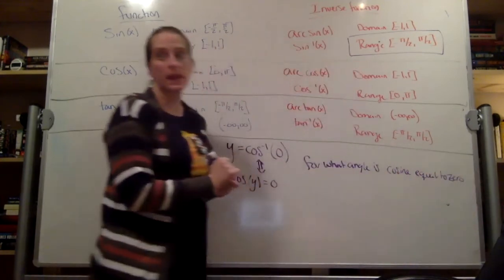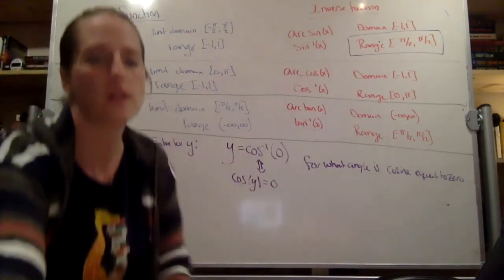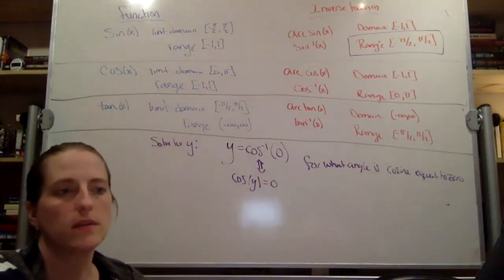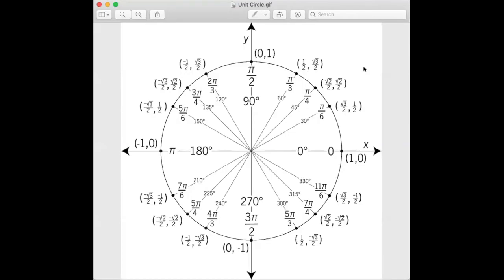Again, the easiest way to answer this is by looking at a unit circle. So let's look at our unit circle. Cosine is our x value, so cosine is 0 at 2 places on our unit circle: pi over 2 or 90 degrees, and 3 pi over 2 or 270 degrees. Again, we're going to have to pick which one of those is correct based on the limitations for our arc cosine function.